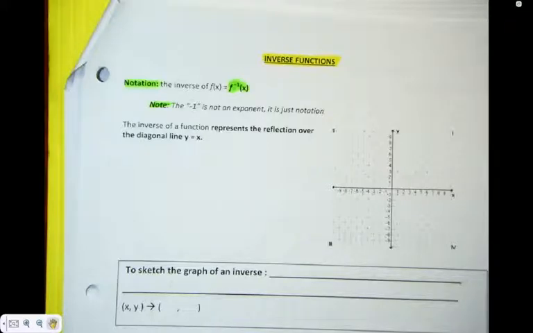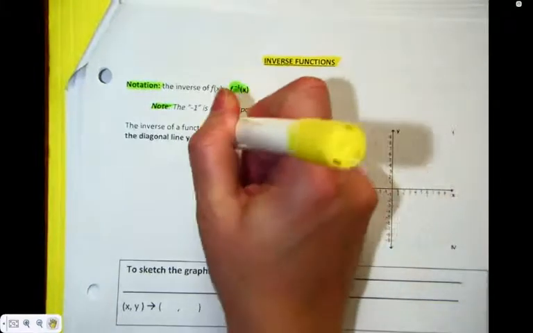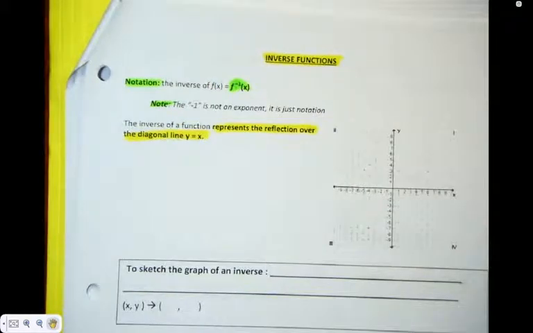You're thinking reciprocal. You're mixing reciprocal and inverse. Oh, I am. The inverse of reflection represents the reflection over the diagonal line y equals x. Why, of course it does.